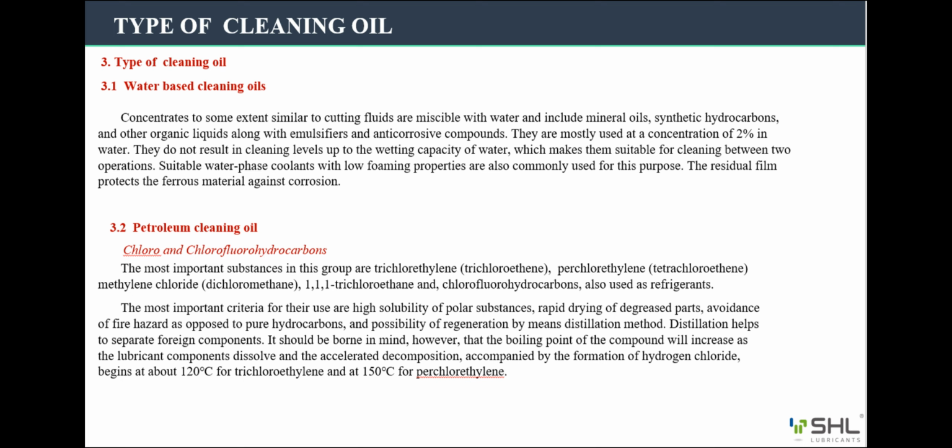Second, we go to find out what kind of petroleum cleaning oil there is. Petroleum cleaning oil mainly includes chloro and chlorofluorohydrocarbons, hydrocarbons and solvent cleaners. The first are chloro and chlorofluorohydrocarbons. In recent years, it has become more difficult to use organic solvents, especially halogenated hydrocarbons.